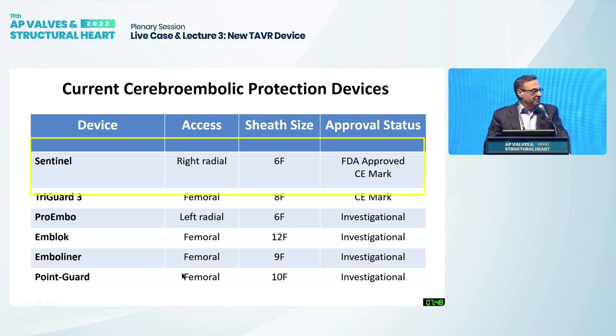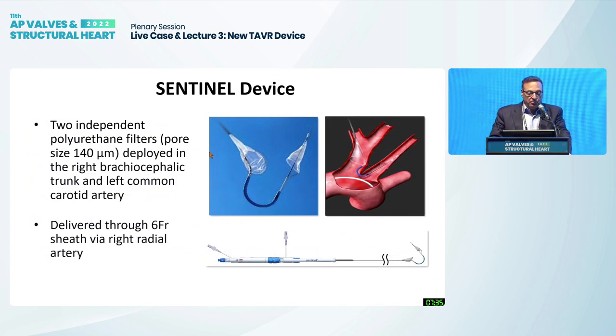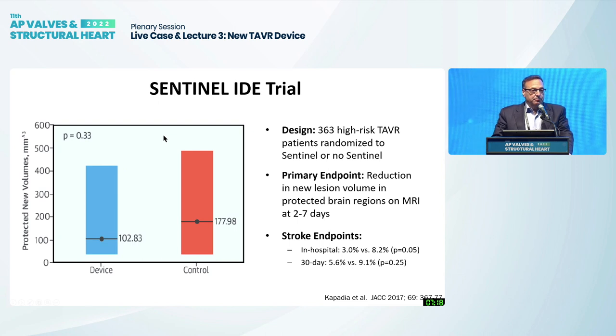This is at least a partial list of all the ones that I know about. The only one that's approved in the United States right now is the Sentinel device, which, as many of you know, is done by radial access through a 6-French sheath. This is the device itself: two polyurethane filters inserted through the right radial artery. One sits in the innominate, the other sits in the left carotid, and the left vertebral is left unprotected.